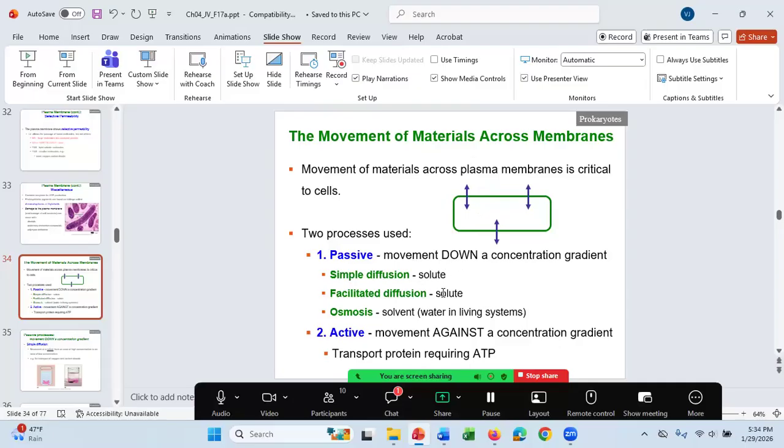Facilitated diffusion happens the same. It's a passive movement where the molecule moves from areas of higher concentration to areas of lower concentration. It moves across a membrane, like the cell membrane, and it has to have a protein to facilitate this diffusion, where a channel protein can allow a molecule to move from areas of higher concentration to areas of lower concentration. Once again, that molecule must be a solute.